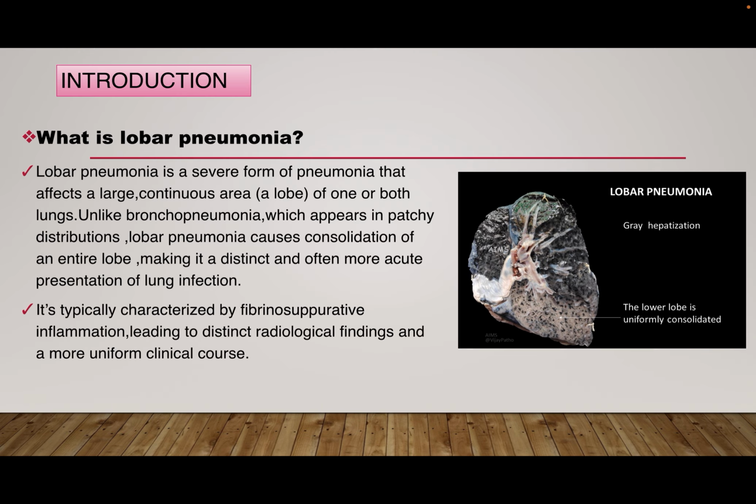Lobar pneumonia is typically characterized by fibrinosuppurative inflammation, which leads to distinct radiological findings and a more uniform clinical course. Here, fibrinosuppurative inflammation refers to an inflammatory process characterized by the presence of both fibrin and pus, typically indicating severe acute inflammation and infection.